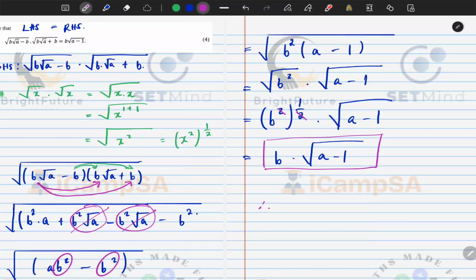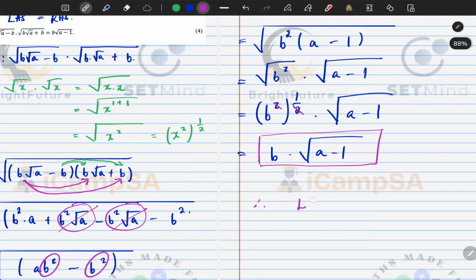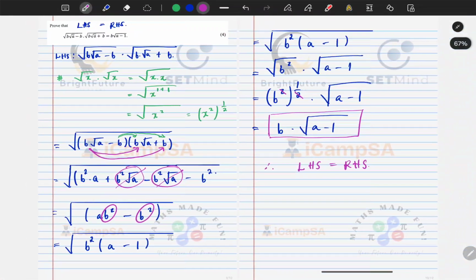And therefore you can conclude that your left hand side is equal to your right hand side. So it was a fairly simple question. So let's look at another question.